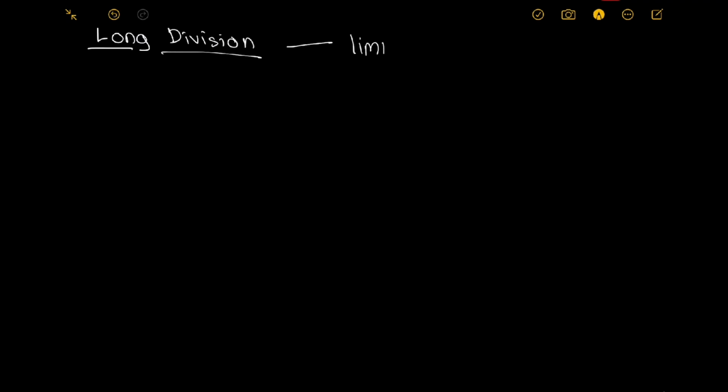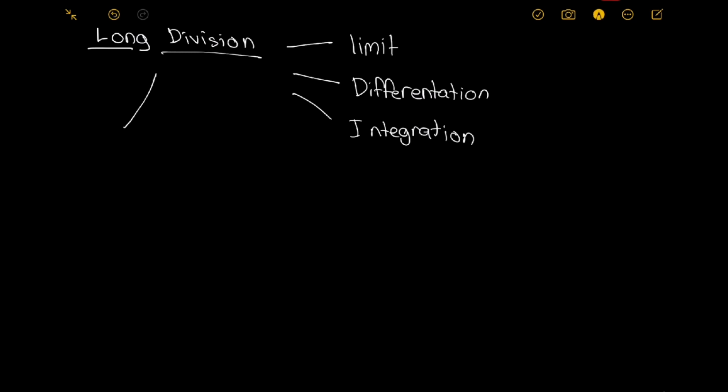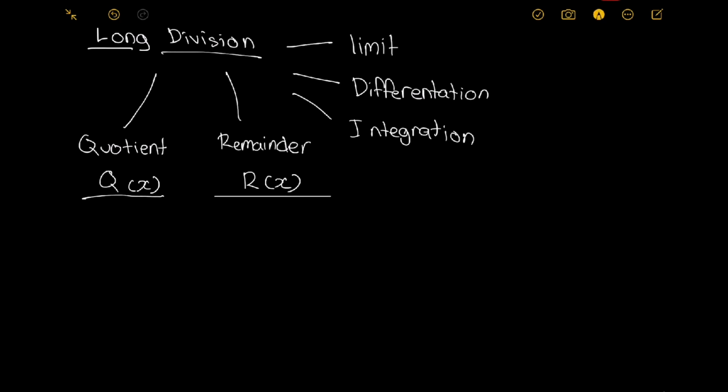Long division is often used in limits, differentiation, integration, and much more. Long division includes two things: the first one is the quotient and the other is the remainder, which can be written as Q(x) and R(x). So, what is the remainder and what is the quotient?